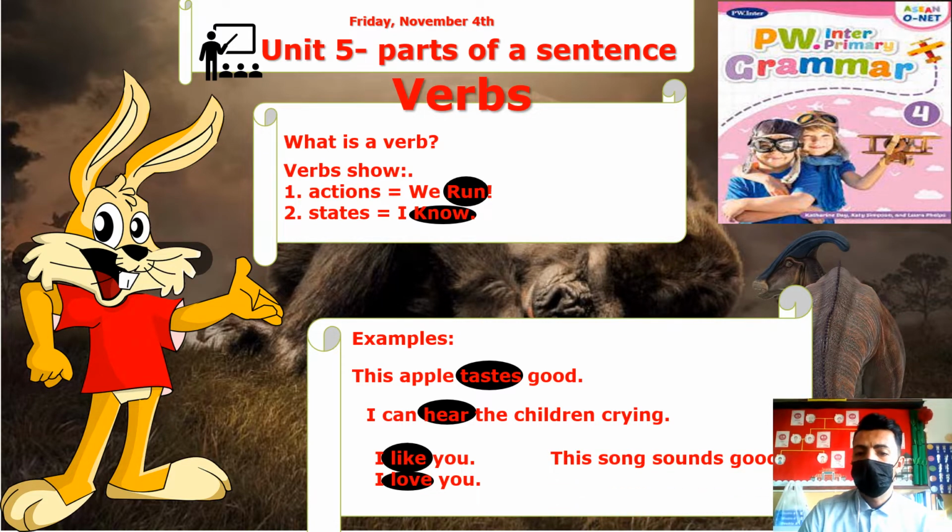This song sounds good. This song is the subject. Sounds is the verb. I remember everything. Remember is the verb in the sentence. So, what is a verb? Verbs show actions or states.